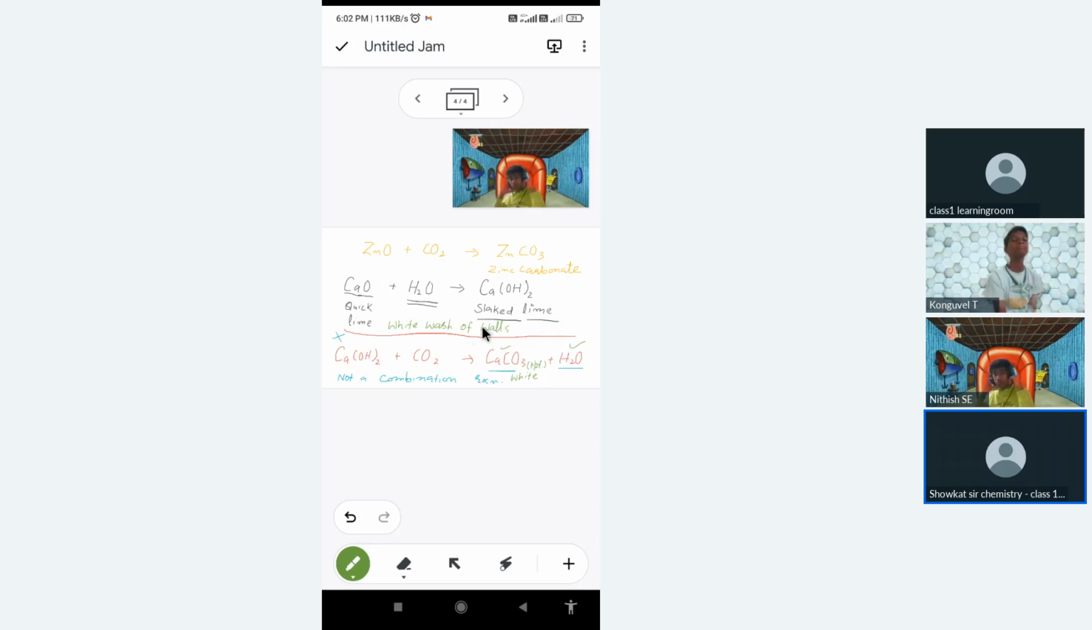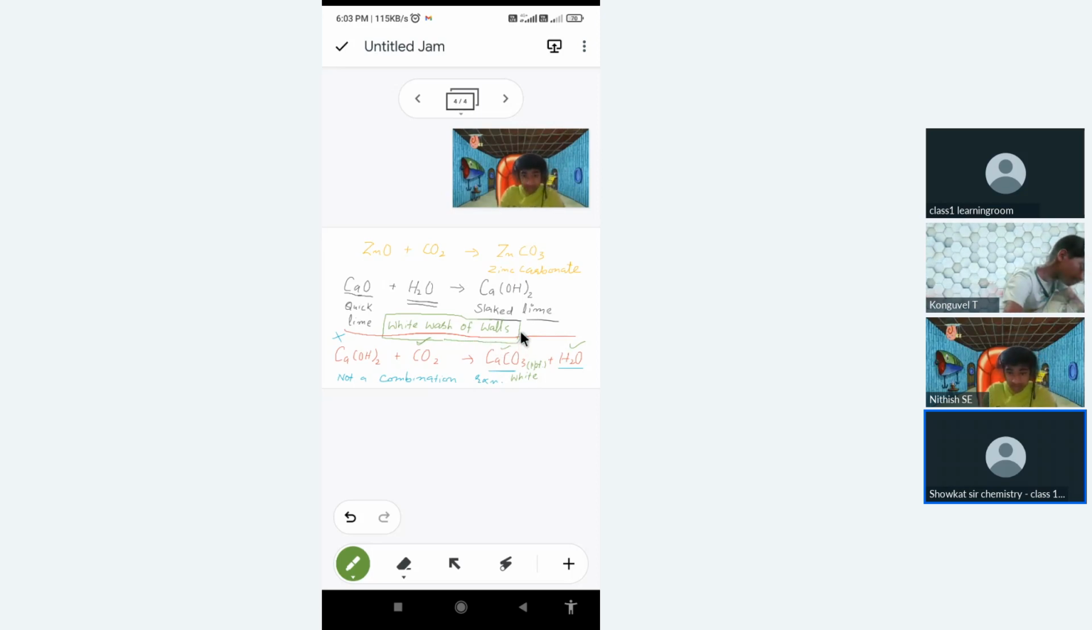We use calcium hydroxide, that is slaked lime, and when it gets exposed to the carbon dioxide present in the air, the whole wall becomes white. So that is called the whitewash of walls. Correct? Yes, sir. This reaction is very important, and I hope you will remember this.